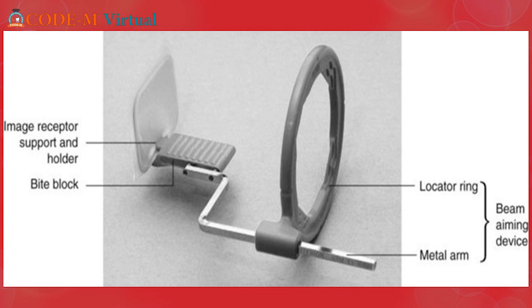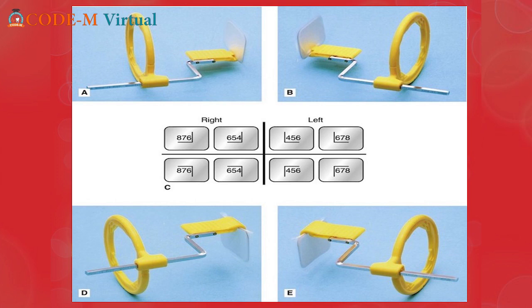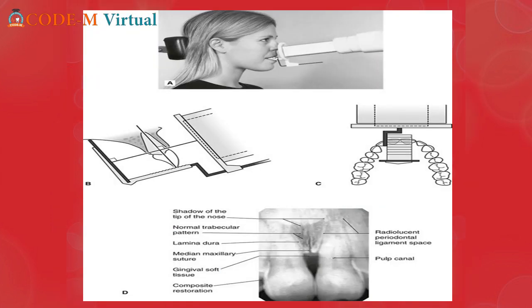These are the positioning for the holders. How can we use the holders for positioning for all types of teeth, for the upper right, left, and lower right and left? And this is another image showing how we can use the holder for other teeth.